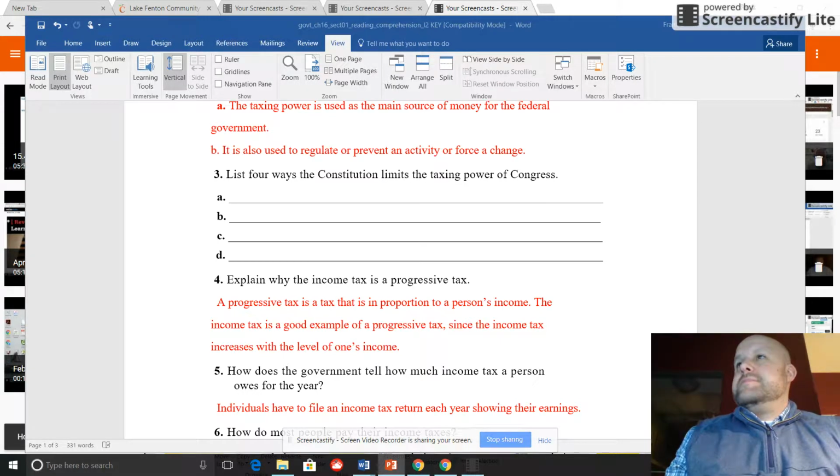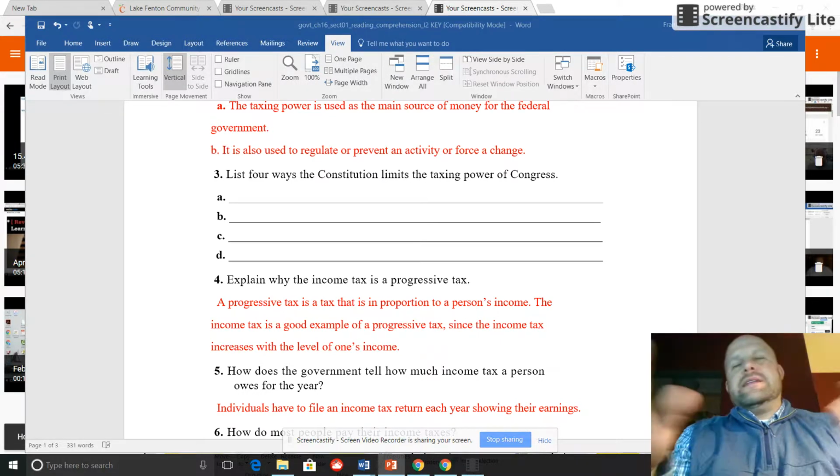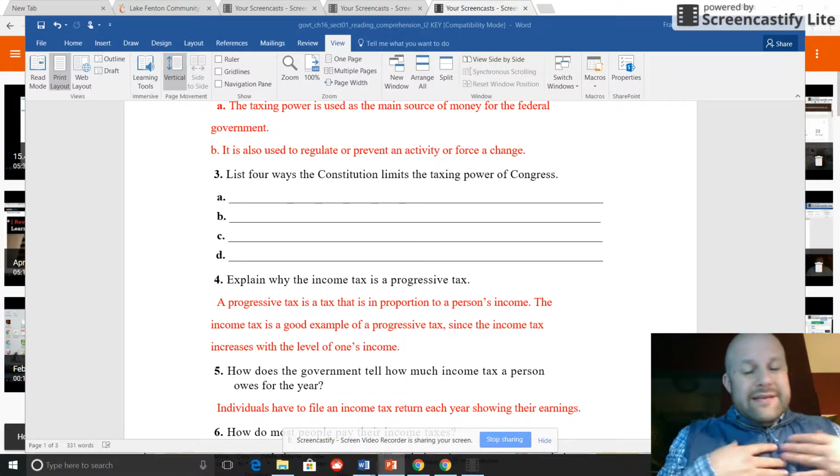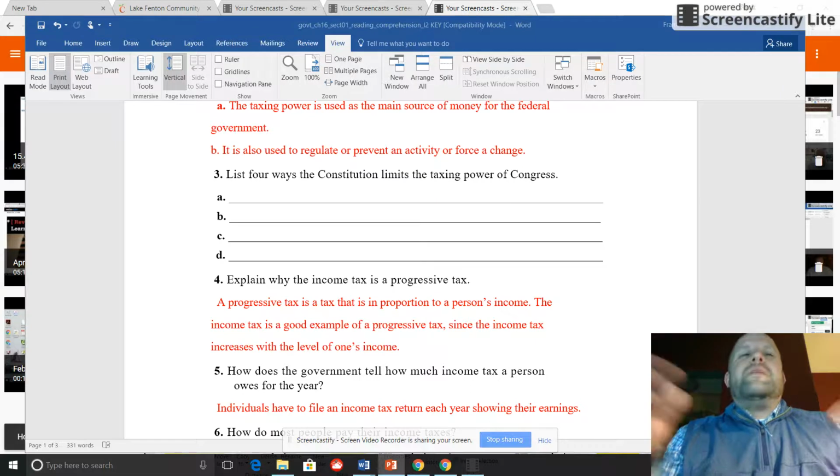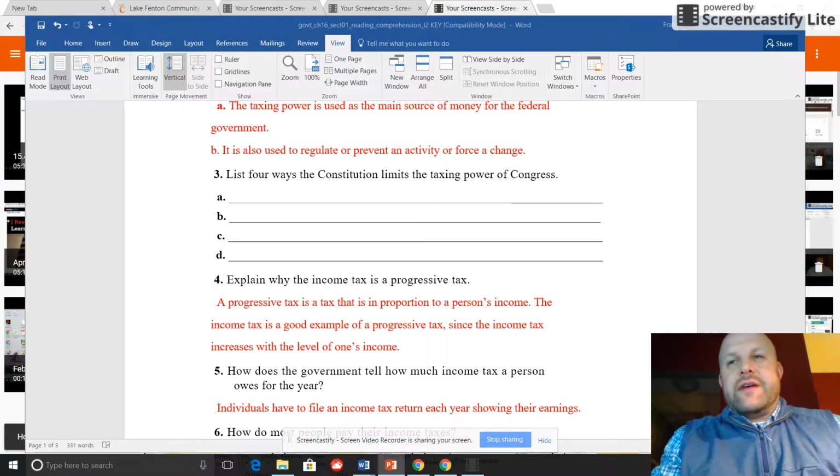Okay, and you'll learn this throughout your life. One of the interesting things about this particular section is that you'll be faced with it throughout your life.